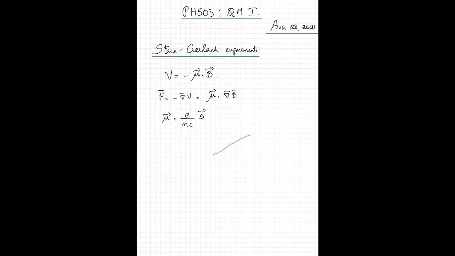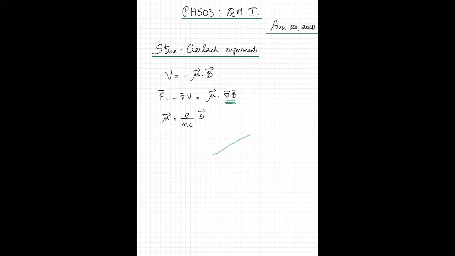So what did Stern and Gerlach do? They wanted to understand what this spin is. The way they did the experiment was to allow atoms of silver to interact with a magnetic field. Notice that the only way these atoms can feel a force is if there is a gradient of the magnetic field. I cannot have a constant magnetic field because the silver particles will not be deflected at all. They will not feel any force. So I need a non-constant, or inhomogeneous, magnetic field.